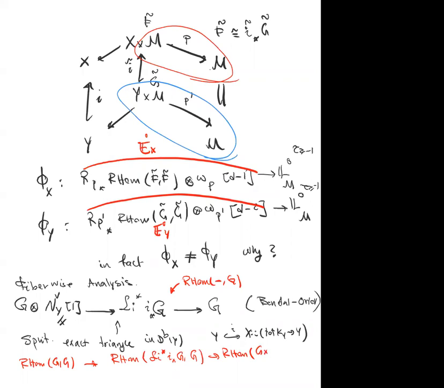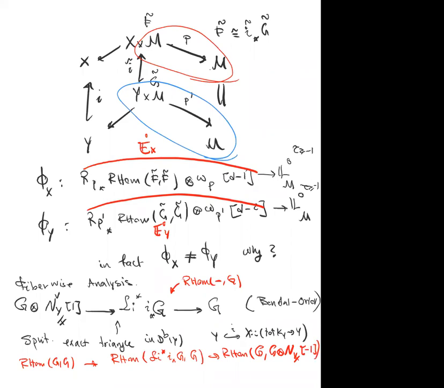Well, the normal bundle of Y inside X is a line bundle, because Y is codimension 1, and this line bundle is invertible. So I can put it on the other side. So let's do that. So RHom of G comma G tensor the normal bundle of Y in X, and then shifted by minus 1, right? The shift goes to the other side and becomes minus 1.